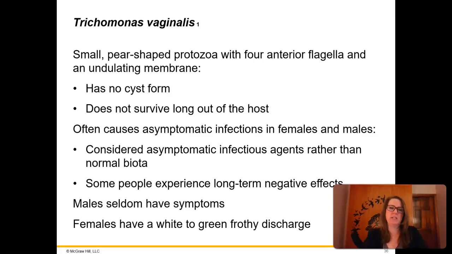Another protozoan, this one is an STI, Trichomonas vaginalis, I believe I mentioned earlier. It does not have the cyst form and does not survive long outside the host, but it definitely is spread through intimate contact. A lot of people will not have any symptoms at all.